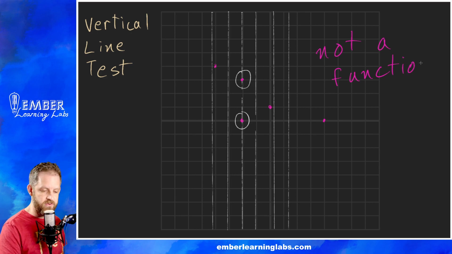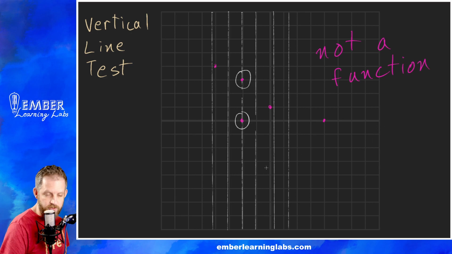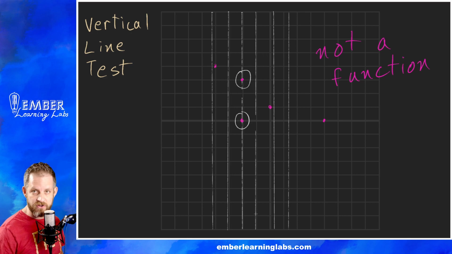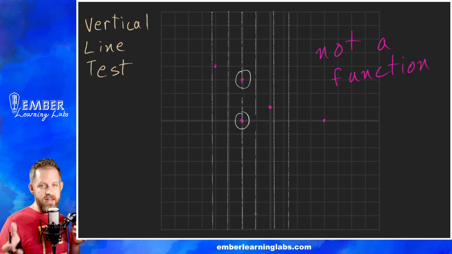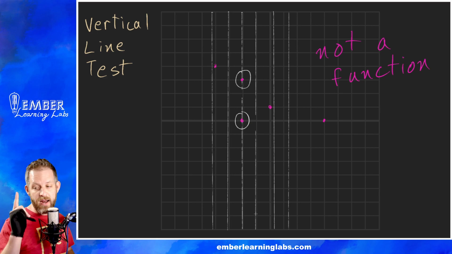It's still a relation, right? We've still got two quantities, the x quantity, the y quantity, but it's not a function. Okay, so that's what a function is. It's a relation where for every input, there's only one output.